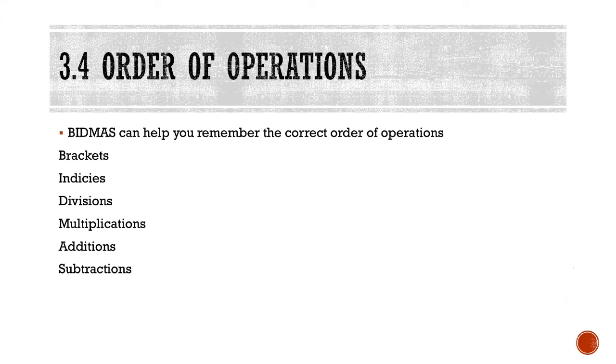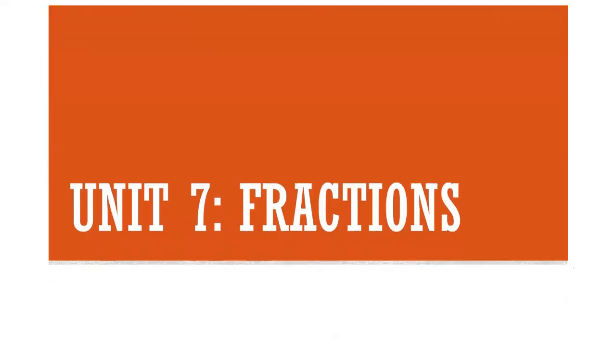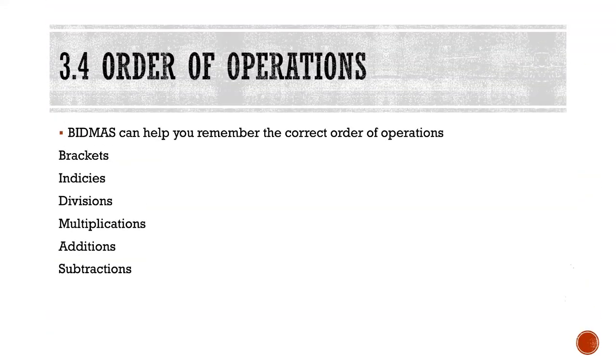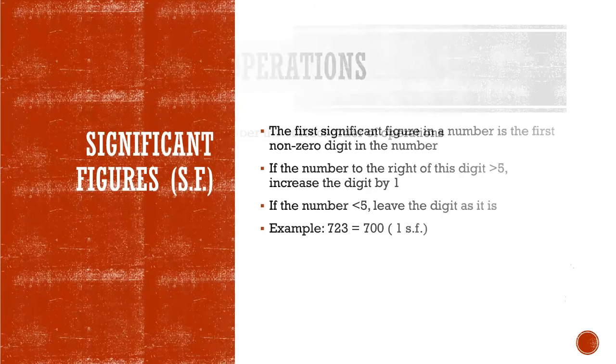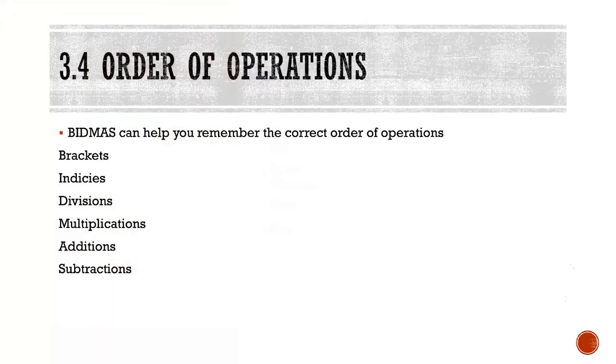BIDMAS. It stands for brackets, indices, division, multiplication, addition and subtraction. It is the order for you to do an equation, and it helps you remember the correct order when you are doing an equation. First you do the brackets, then you move to indices, then division, then multiplication, then addition, and then subtraction.